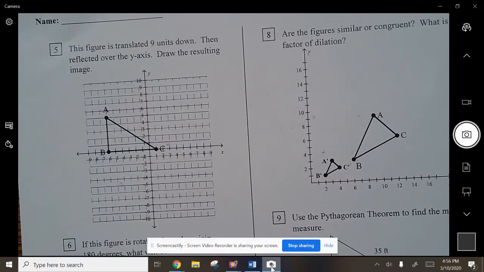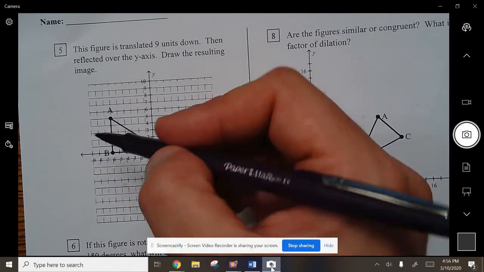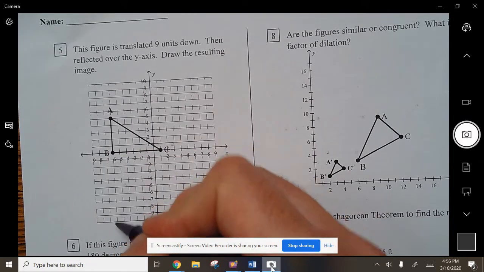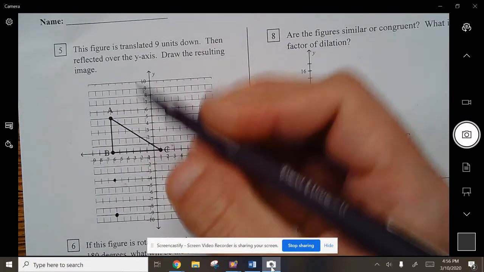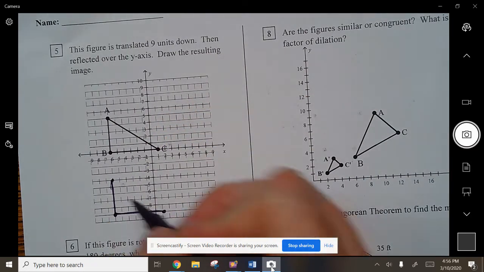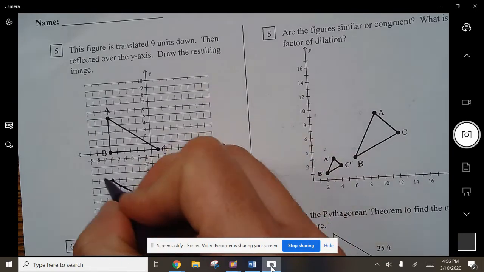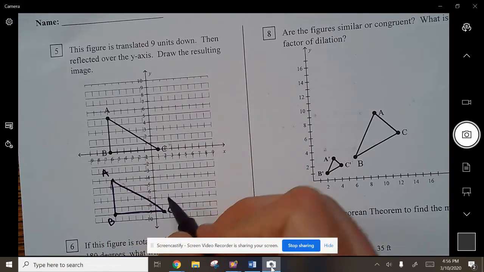Number 5, the figure is translated 9 units down, then reflected over the y-axis. Draw the resulting image. You guys go for this. You can do this. We just basically did this in the last question. You're going 9 spots down. All right, 5, 4. This is going to go here. Then reflect it over the y-axis. So this one's kind of confusing.